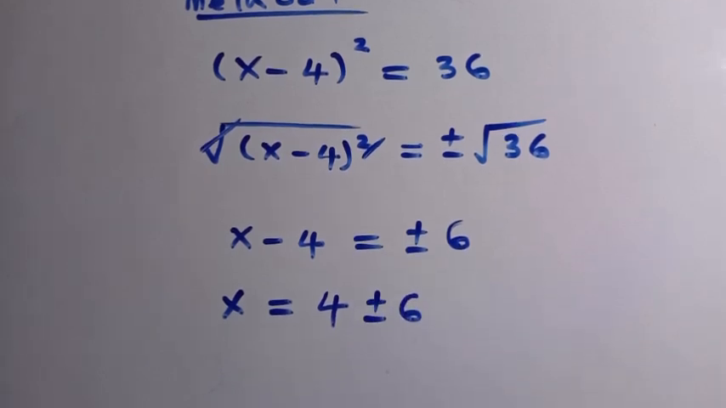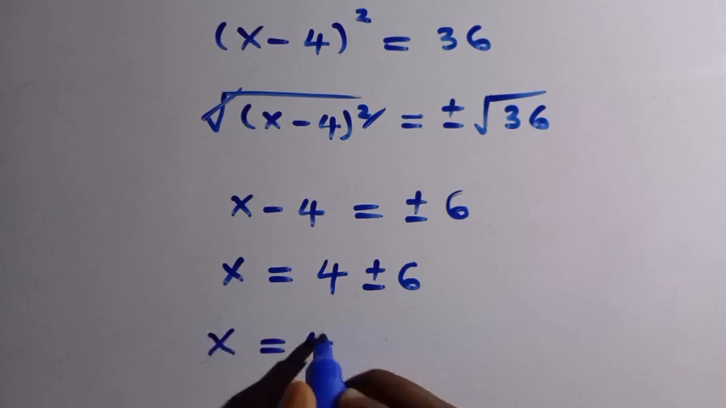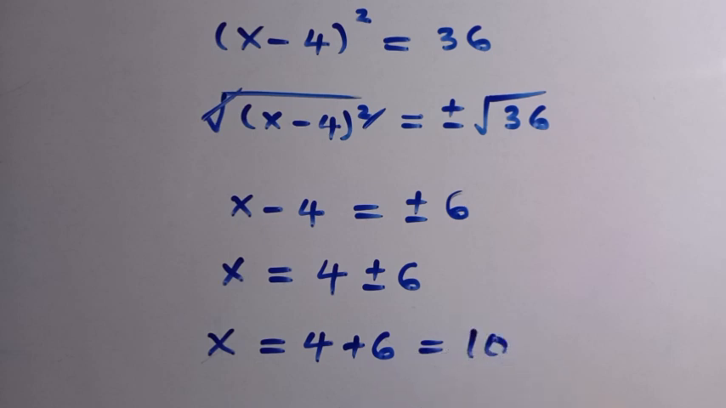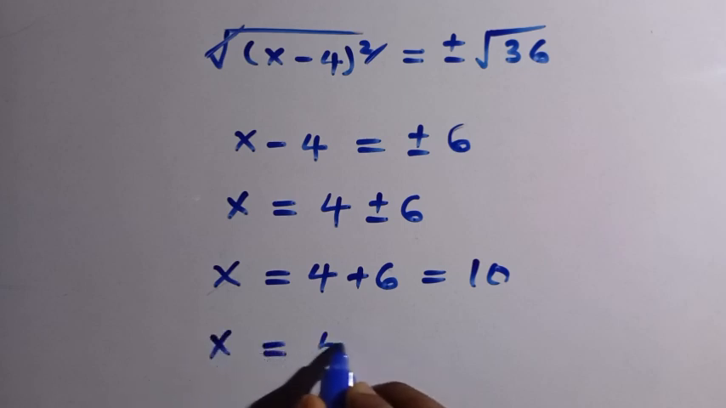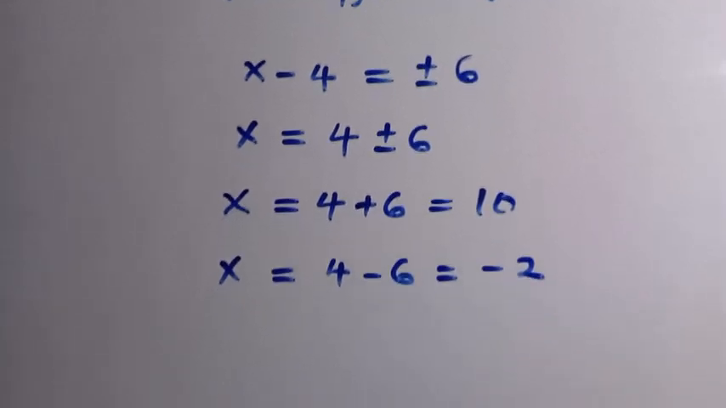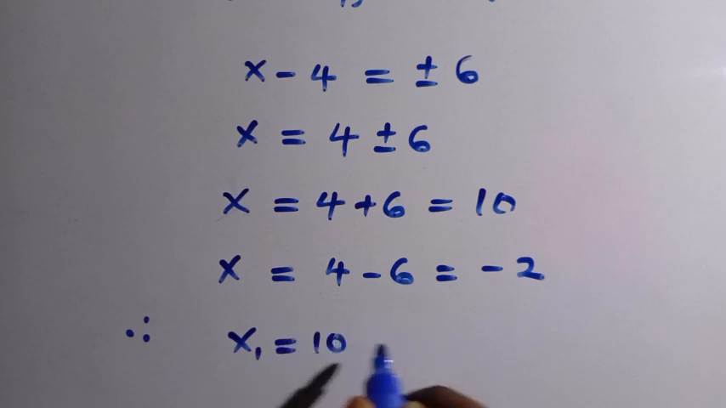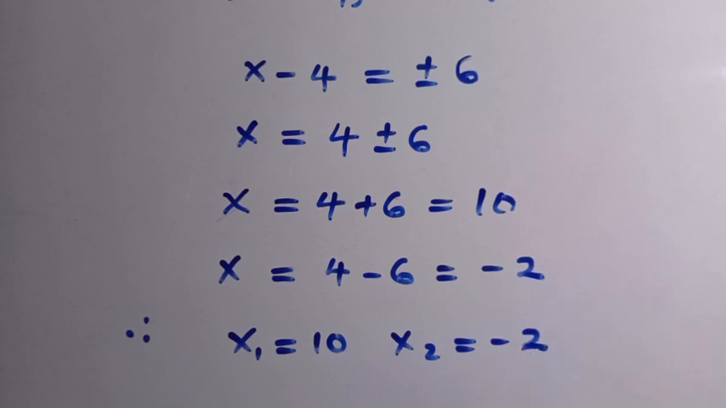Since this carries two symbols, plus and minus, we have to follow the two, first adding and then subtracting. By adding, we have 4 plus 6, and this gives us 10. It means our x equals 10. And again, we have x equals 4 minus 6, which is minus 2. So we can conclude that x1 equals 10 and x2 equals minus 2. Here is the first method of solving this.